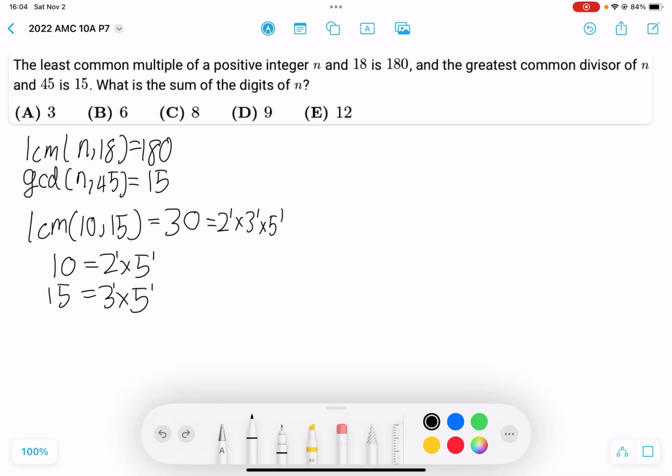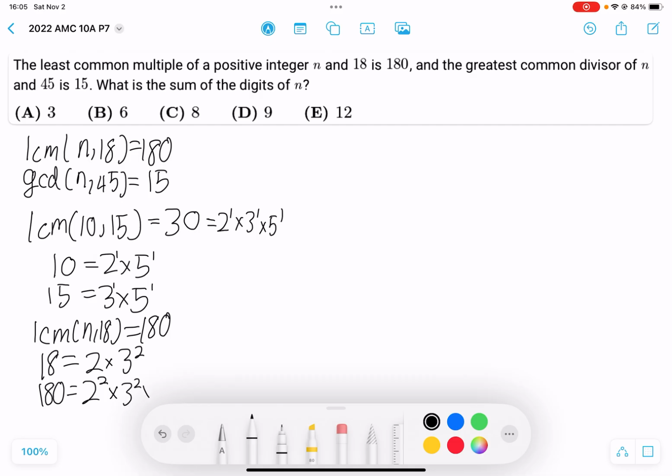So you take the greatest exponent of each prime number in the prime factorizations of the two numbers for the LCM. So what this tells us about the LCM of n and 18 is that we know that 18 is 2 times 3 squared, right? And we also know 180 is 2 squared times 3 squared times 5 to the power of 1. So these exponents are the greatest exponents within the prime factorizations of n and 18.